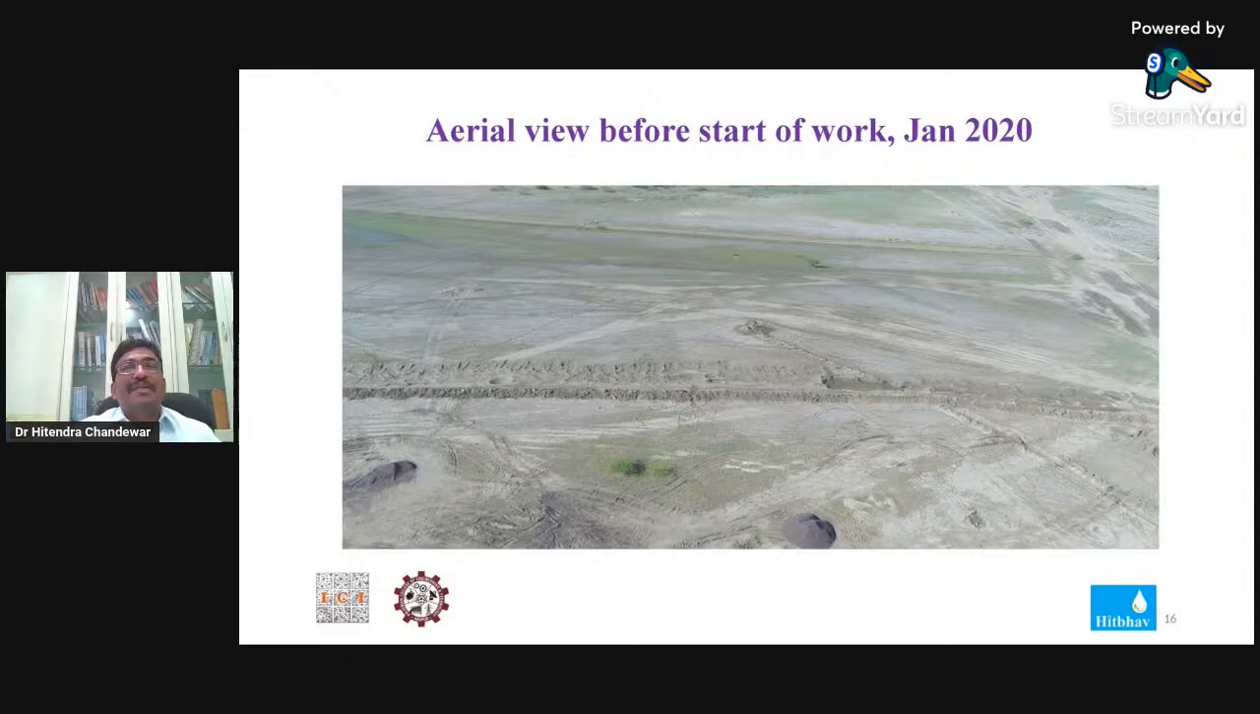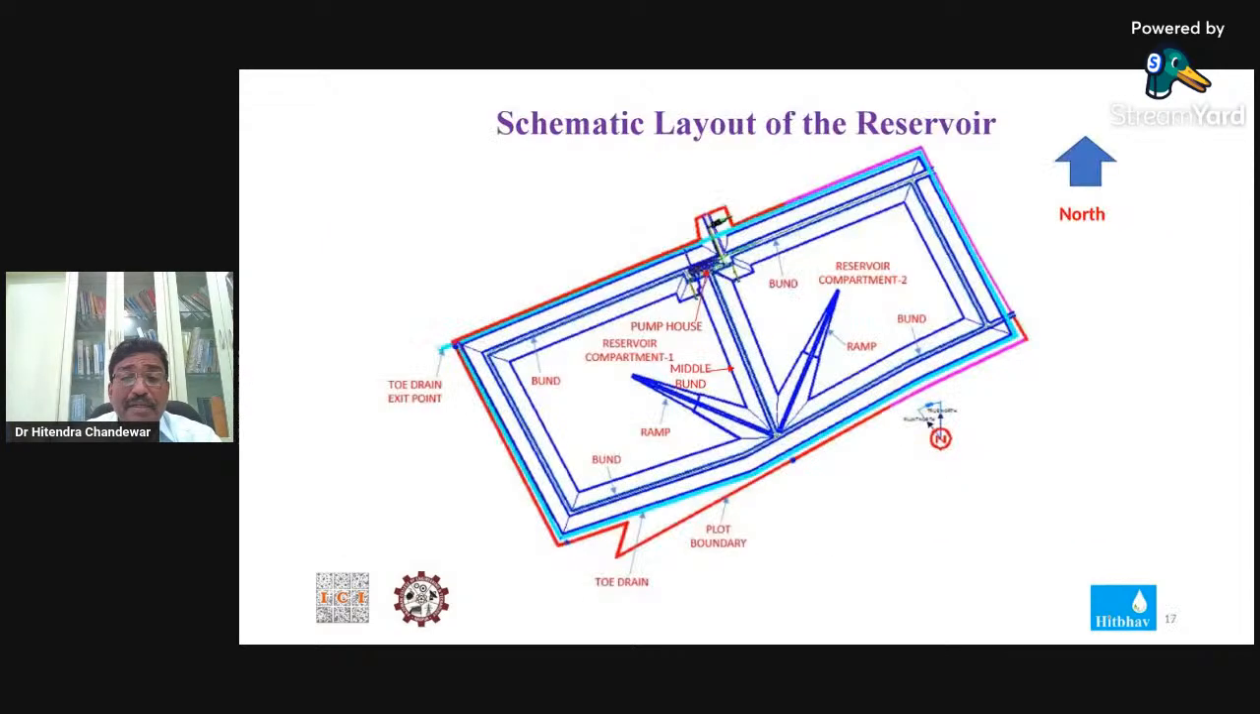So this was the site, a piece of land made available by the HPCL for the reservoir. This was the actual situation before the start of the work. This is the schematic layout. You can see it with respect to north. You will see these are the two ramps.